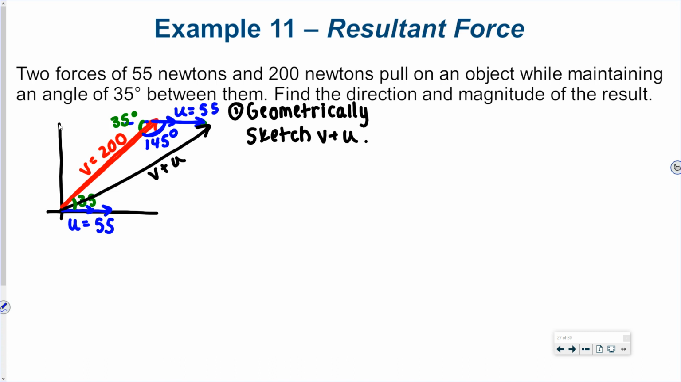Do I know any angle to side ratios? No. So I can't use law of sines because I don't know either of these angles. But I know those sides, and I don't know this side, and that's what I'm trying to find. You guys know how to find that by doing it in component form. That's analytically. We'll do that in a second. But I have a side angle side set up here, so I can use law of cosines. Okay, so here's how I would set up law of cosines.